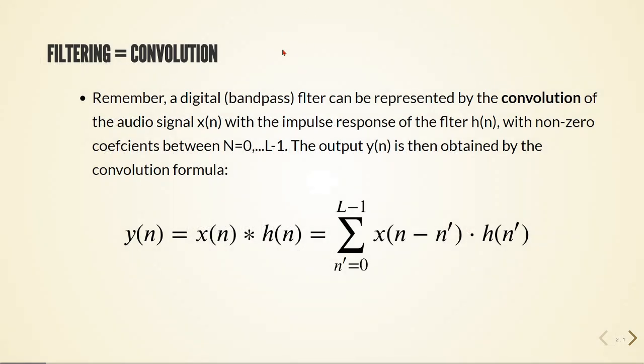Let's remember that filtering is the equivalent of convolution. So a digital bandpass filter, for example, can be represented by the convolution of the audio signal x of n with the impulse response of a filter h of n, with non-zero coefficients between 0 and L minus 1. So the output y of n is obtained by the convolution formula we have here.